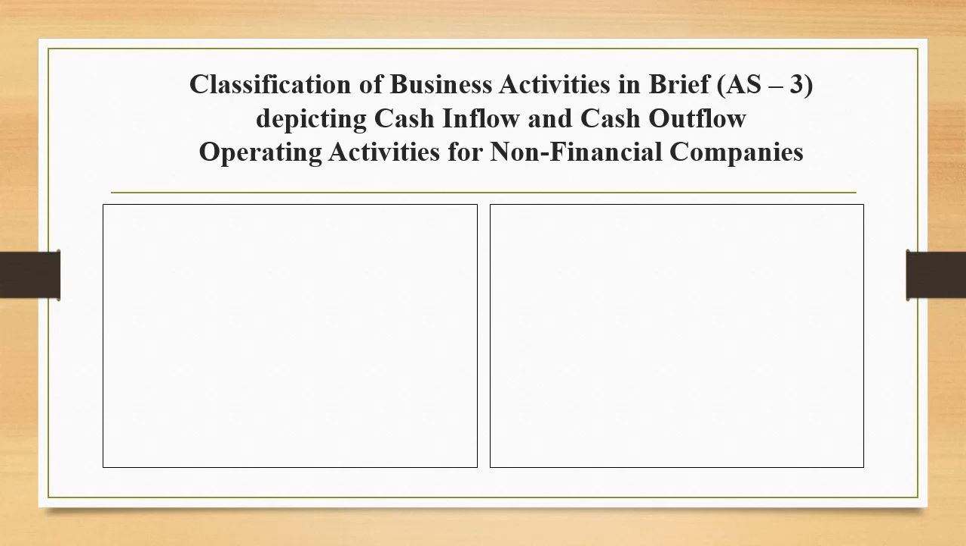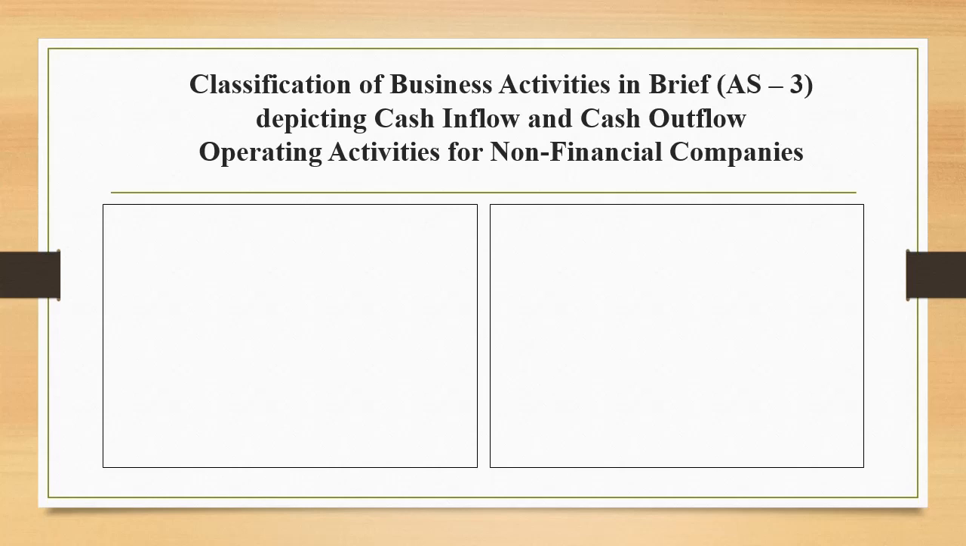Let us see which are the amounts shown under the various activities: inflow of cash and outflow of cash under the various activities, that is operating, investing and financing. It is very important to know that when you talk about the operating activity, we need to be sure whether it is a non-financial company or a financial company. Let us first discuss the inflow and outflow of cash for non-financial companies.